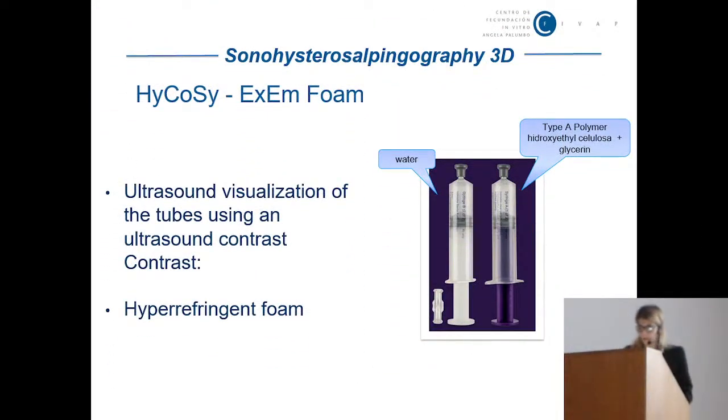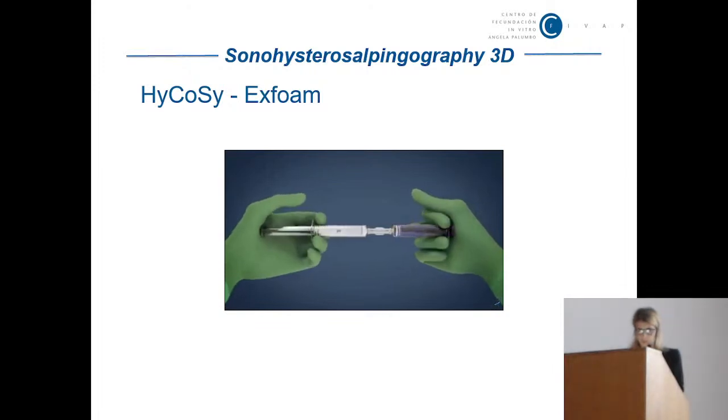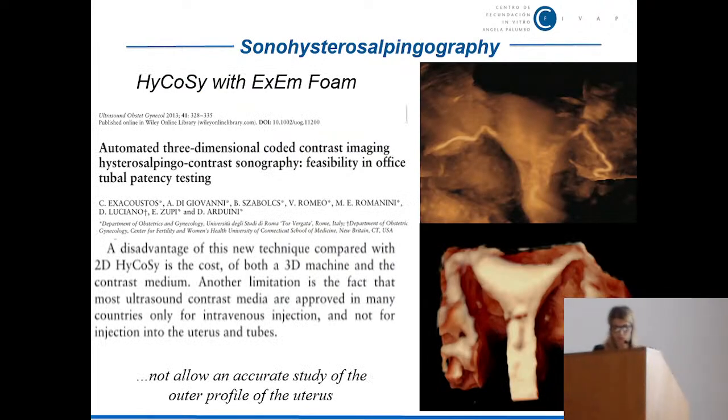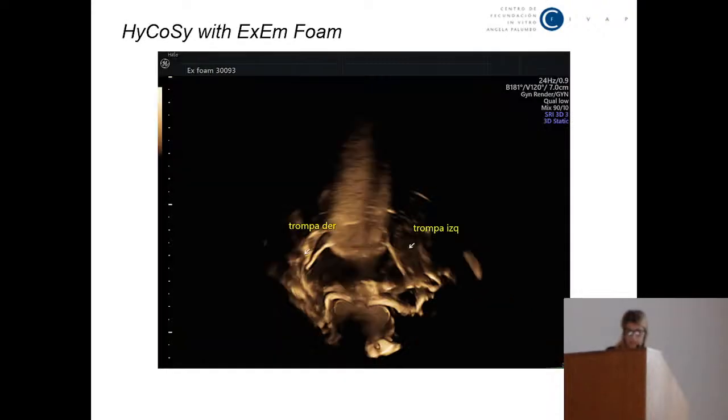ICOSI with the X-foam allows us to see the tubes using an ultrasound contrast medium. And here you see the mix of air and the ultrasound contrast medium, and the specific catheter is used. Now I show you several images of HyCoSy with the X-foam. Here you can see how the cavity and tubes appear in a 3D plane after foam injection. And this is the ostial and medial portion of the tube on the right and on the left side.